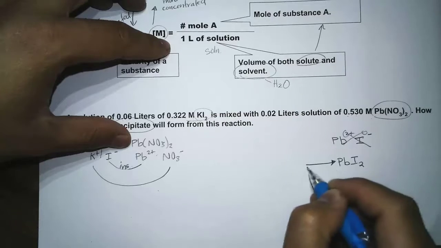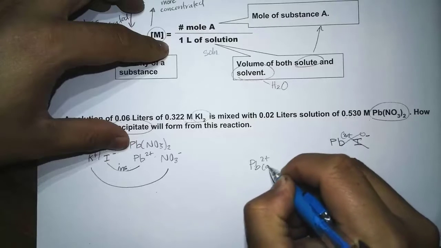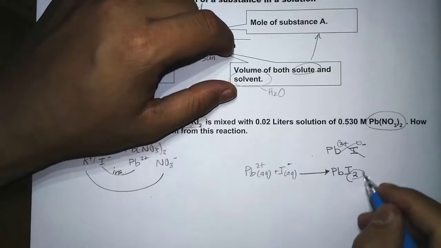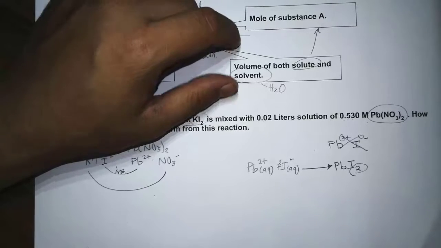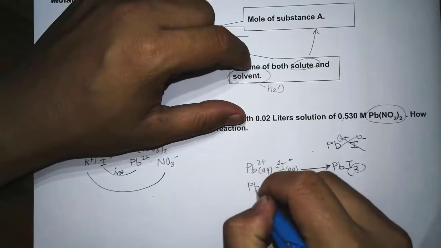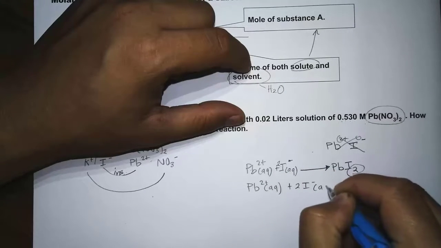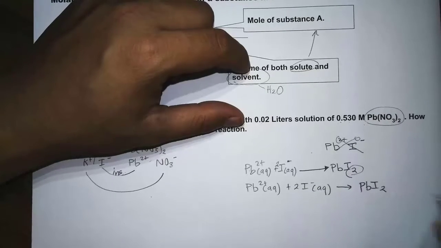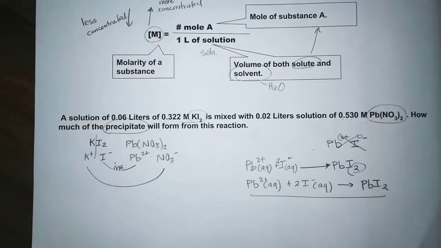Of course, we have to think backward to determine what the reactants are. They are Pb2+ in aqueous state and iodide also in aqueous state. Because we have 2 iodides here, we need a coefficient of 2 to balance the chemical equation. Let's make this even nicer: Pb2+ aqueous plus 2 I minus aqueous produces the precipitate that we are going to measure. So we have a chemical equation that we can use the mole ratio with for our stoichiometry.